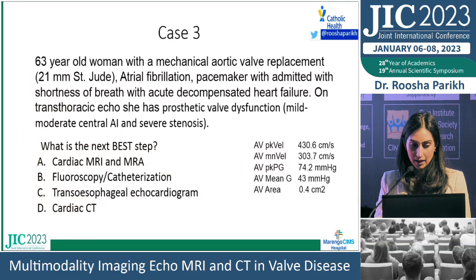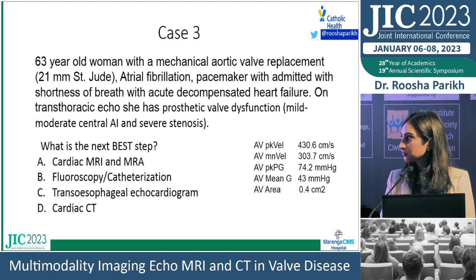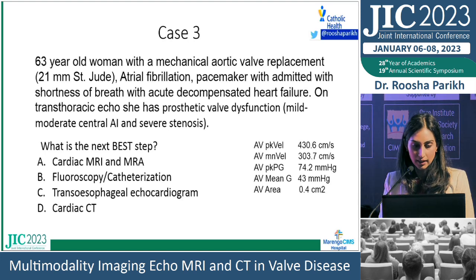Cardiac MRI and MRA, fluoroscopy or catheterization, transesophageal echocardiogram, or cardiac CT. So mechanical aortic valve, prosthetic valve dysfunction. So you guys chose transesophageal echocardiogram. Now the aortic valve is the most anterior structure. When you do a TEE, you're looking from the esophagus. So the aortic valve is the furthest structure away, which is why cardiac CT here is the correct answer, and I'll go over the images.